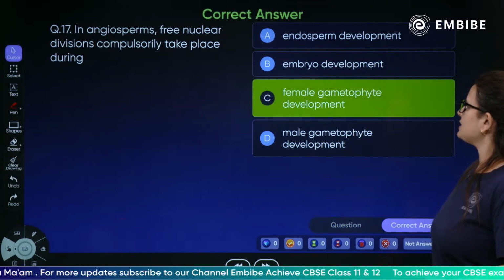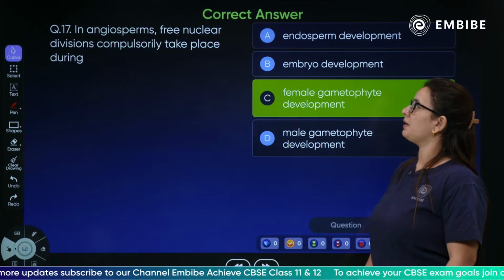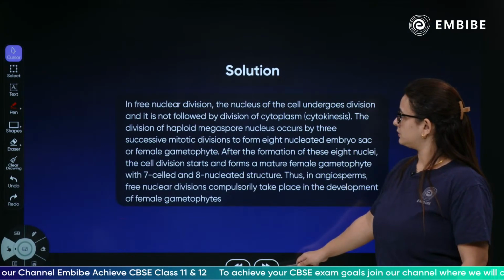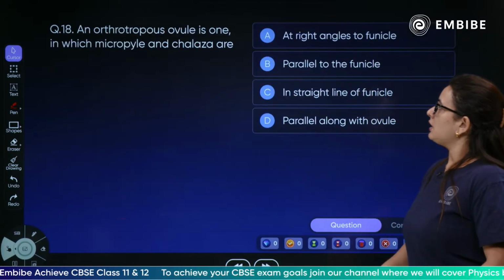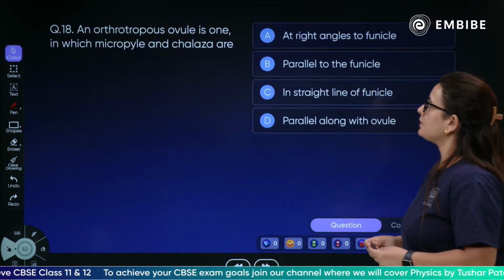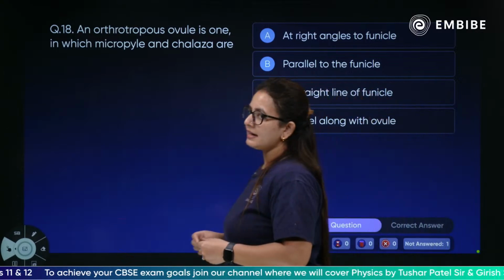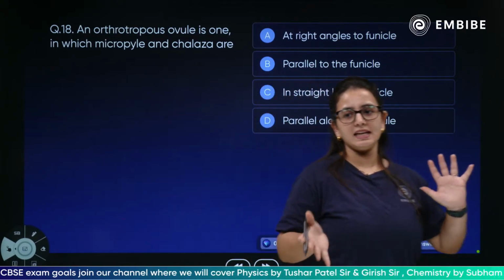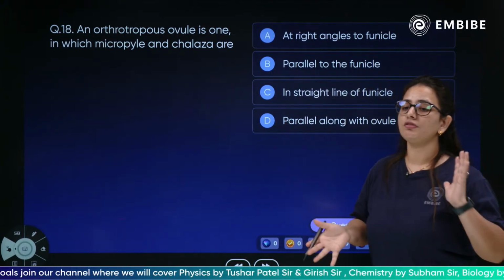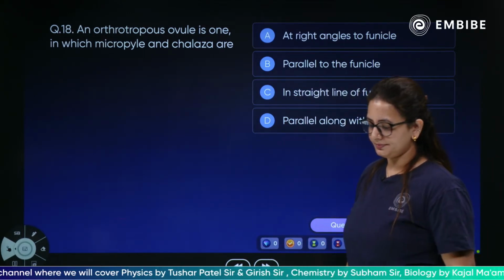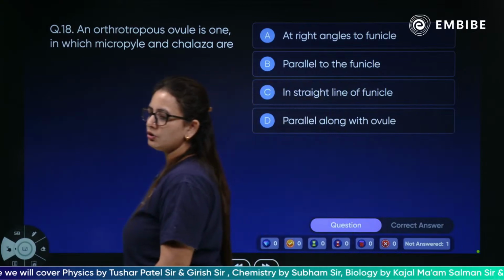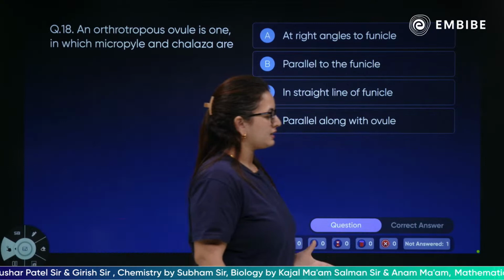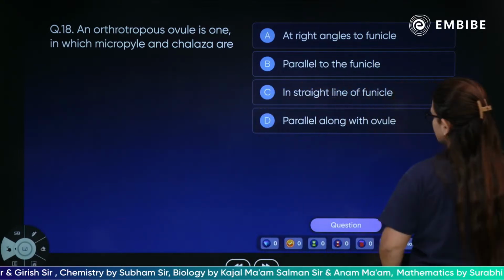The correct answer is the female gametophyte development. Okay. Next question, children. In the orthotropous ovule, what is the arrangement of the micropyle and the chalazal end?